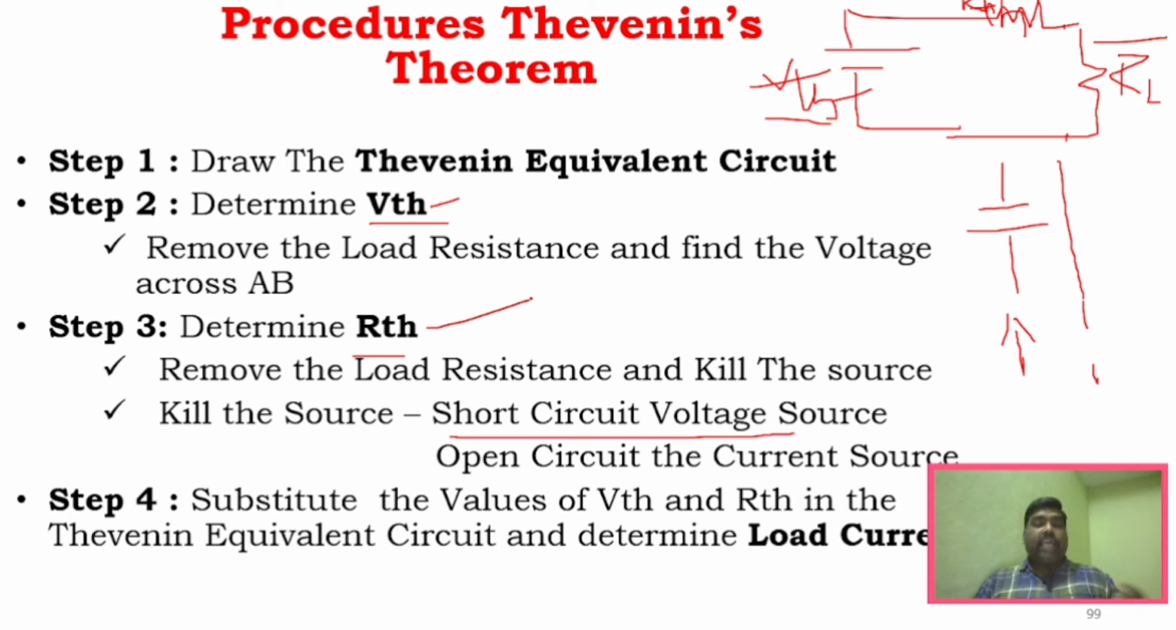And the last step is you have to substitute the values of VTH and RTH, and find the current IL, right? So this is the same procedure for all problems using Thevenin's theorem, irrespective of how complex the circuit is. Now we'll see one particular problem.